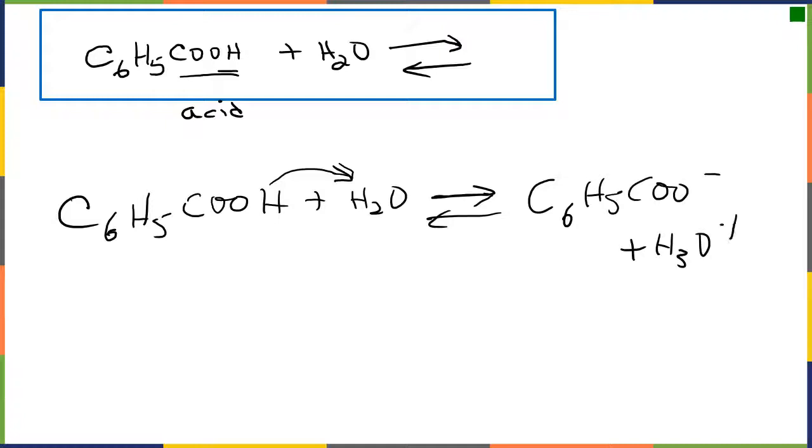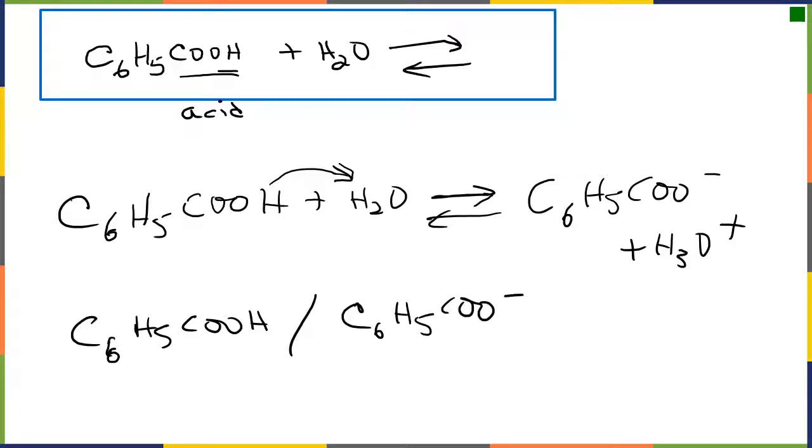This makes C6H5COO minus plus H3O plus. Our acid-base conjugate pair is C6H5COOH and C6H5COO minus. The one with the more protons is the acid. The one with one fewer proton is the conjugate base. Water here is a base, and H3O plus, hydronium, is the conjugate acid of water.